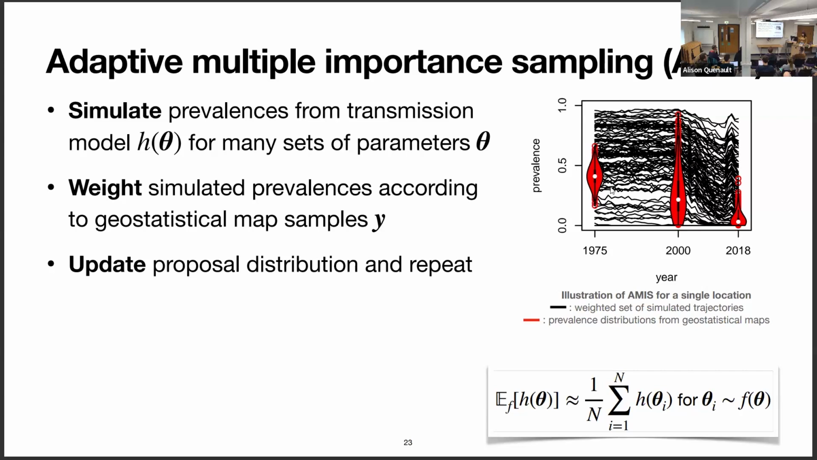In the first iteration, we're literally just drawing a bunch of values of theta from the prior. We then feed that into the transmission model. It gives us the different prevalences throughout time. And then we weight each of these simulations according to how closely they line up with our geostatistical map samples. Then we're using an adaptive algorithm, so at each iteration, we use those weights to inform where we should be proposing the next round of theta values from. We repeat this process until we reach some effective sample size threshold that we set in advance.